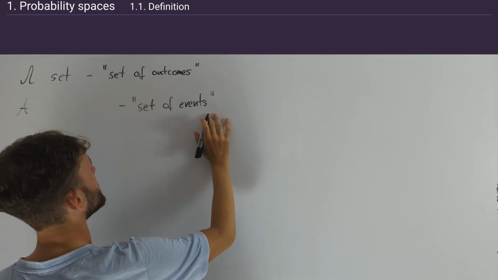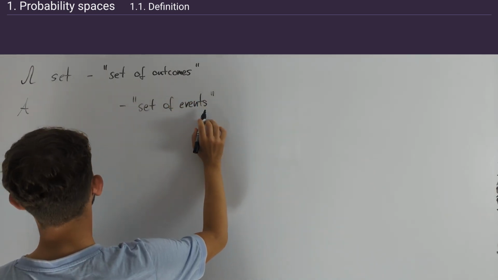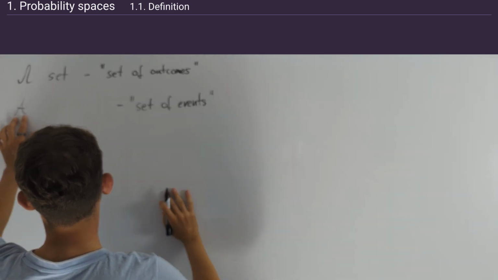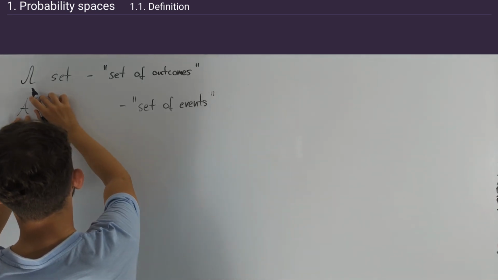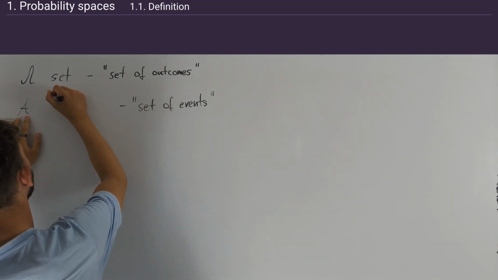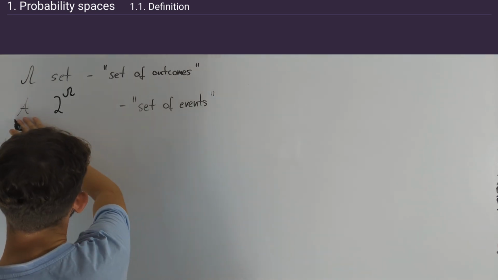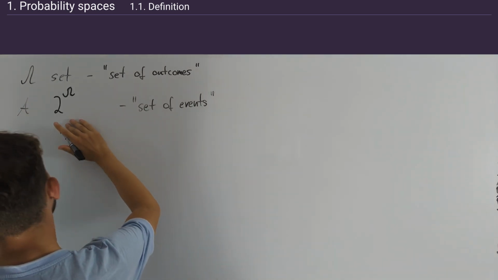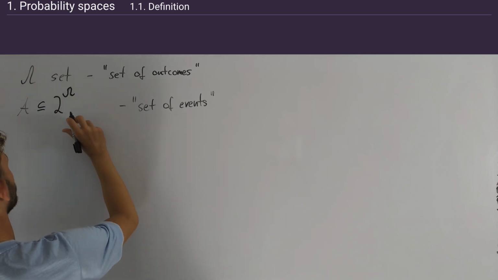As I said, we want to consider collections of outcomes as our events, and therefore one reasonable choice for A would be the set of all subsets of omega. In other words, the power set of omega that we denote by 2 to the omega. However, we want a bit more flexibility in general, and therefore we just force A to be a subset of the power set of omega for now.